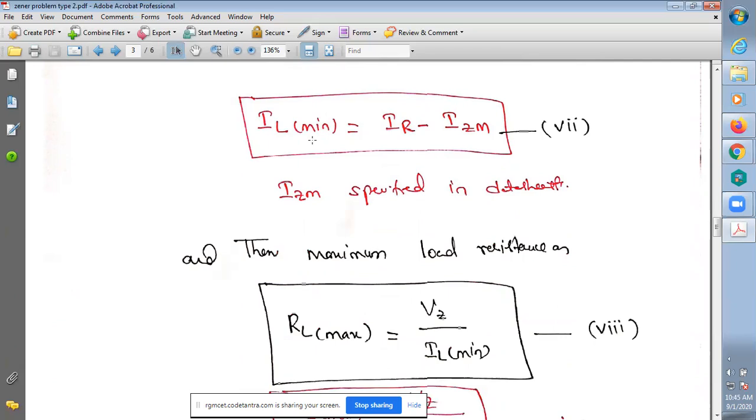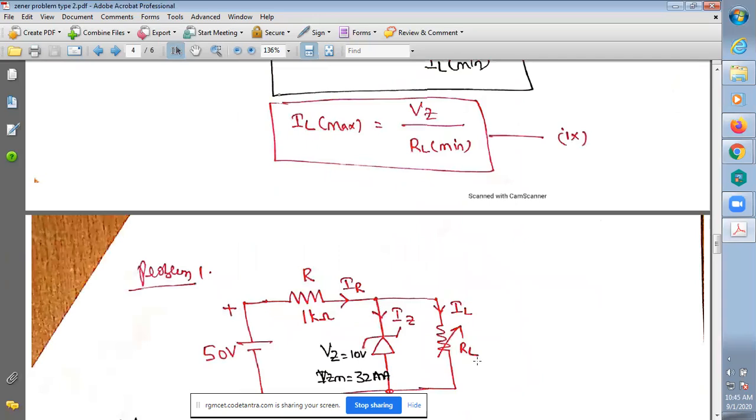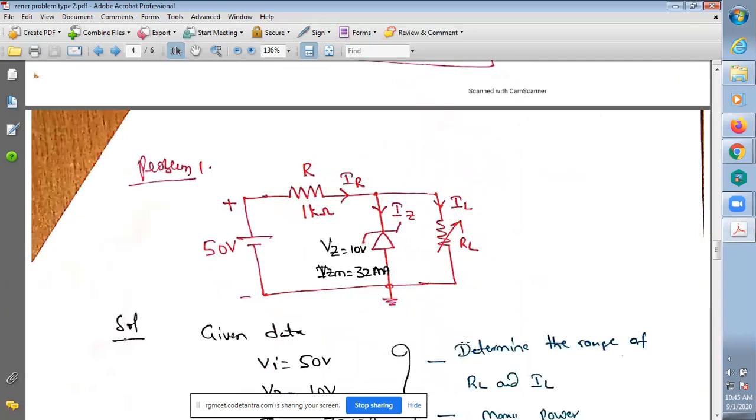Once you know the minimum load current, then RL maximum is equal to Vz by IL minimum, right? Like that, you have to derive this expression. Then after that, solve the problem, right?